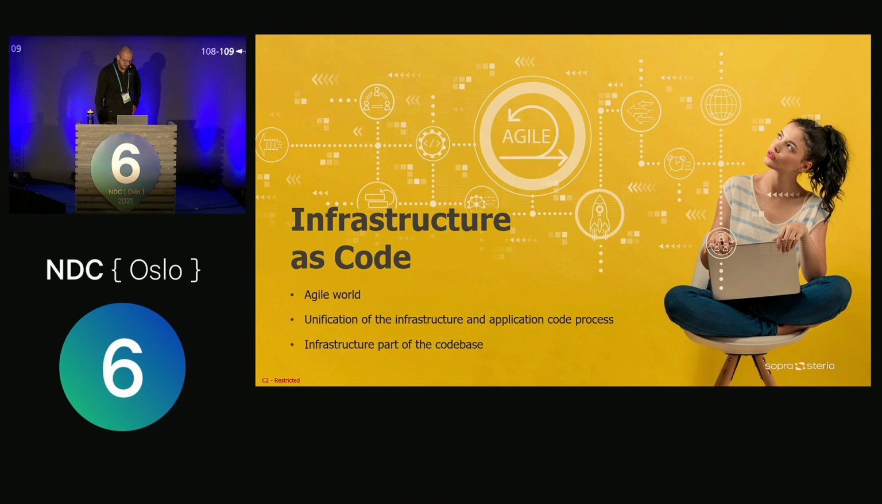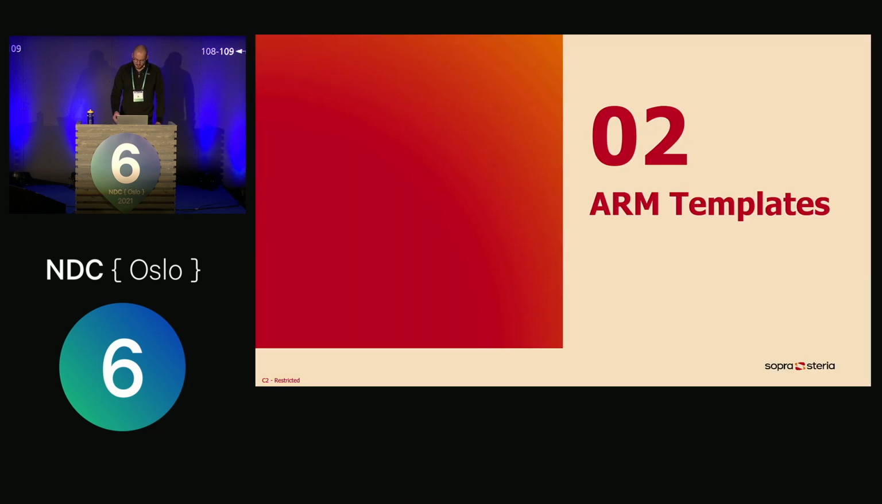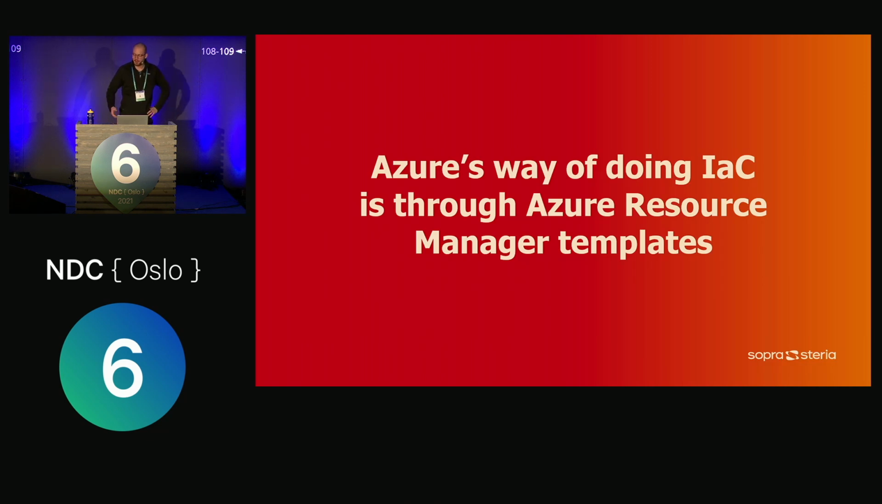So in this new agile world, we need to be able to respond fast to code changes, but that applies to infrastructure as well. So there's been this unification of the process between infrastructure and application code. Now, infrastructure as well is part of the code base. So, there are a bunch of tools to help you with this. ARM templates is one of them, and ARM templates is Azure's way of doing infrastructure as code.